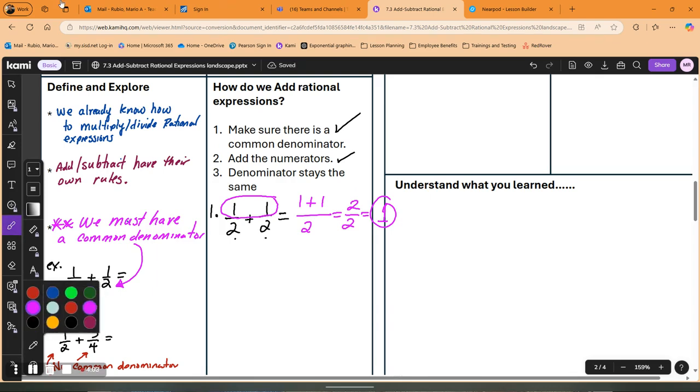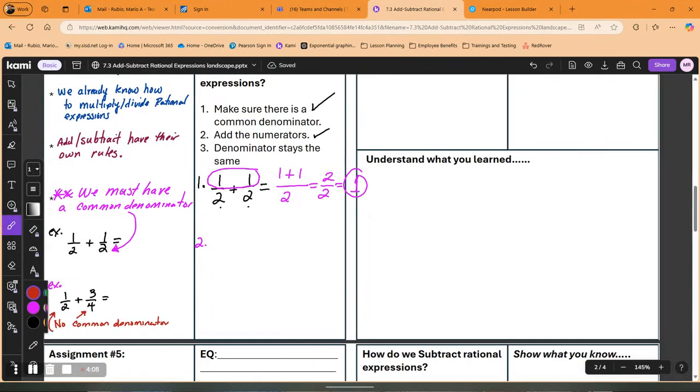Okay, let's take a look at example number 2. This one is not a common denominator. We do not have a common denominator. We have 1/2 plus 3/4 equals what? Well, here's what we need to do. We need to figure out what number 2 and 4 go into evenly. Well, 2 goes into 4 and 4 also goes into 4. So let me rewrite that down here. Our common denominator is going to be 4.